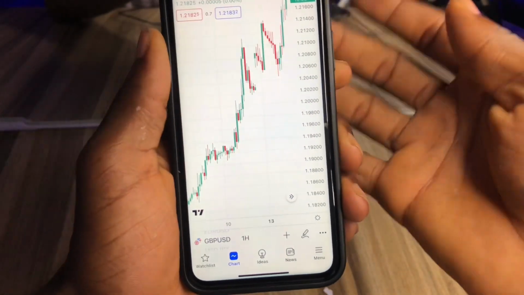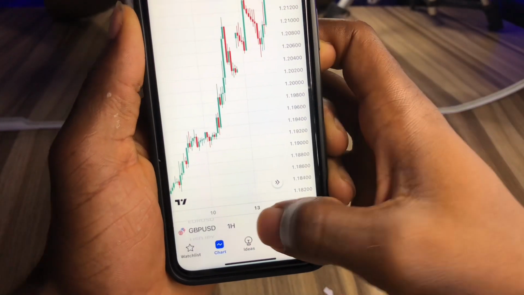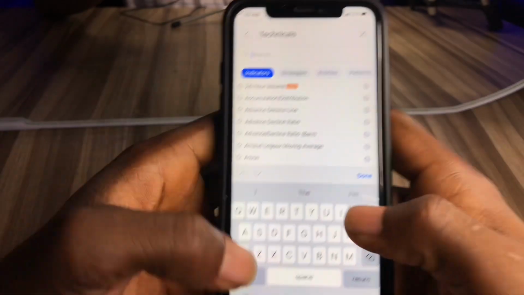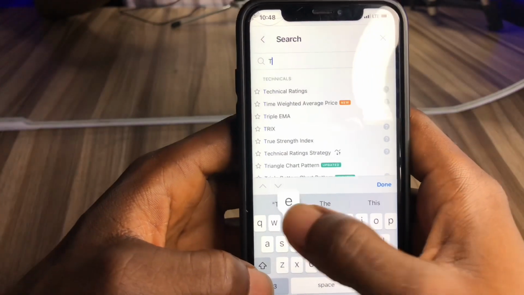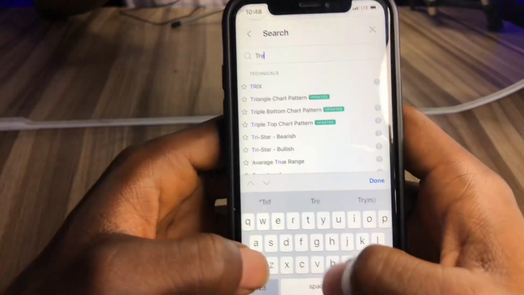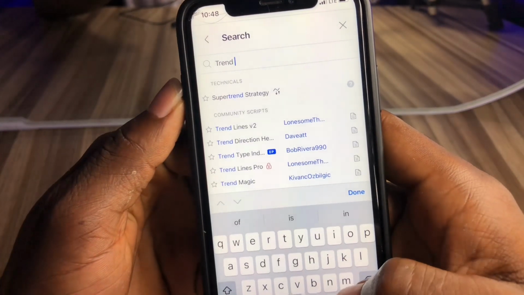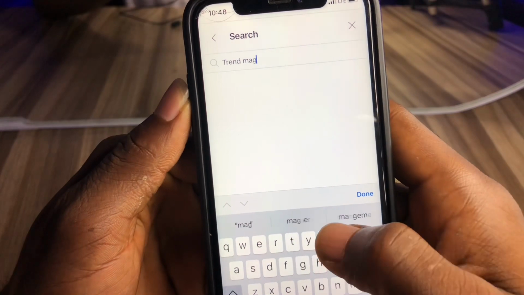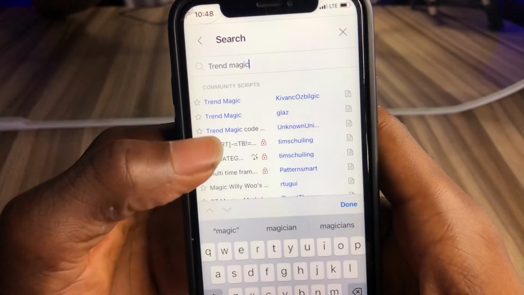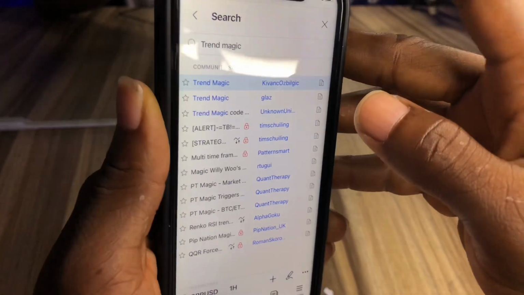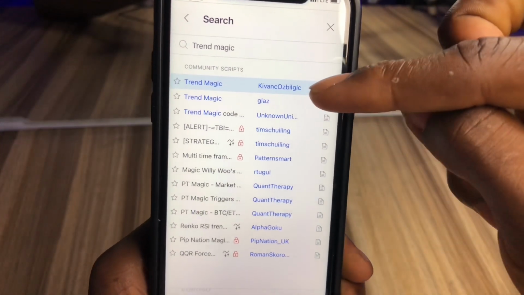Now what you want to do right here is go to this add section, because you want to add in a new indicator. So now when you're already in these technicals, what you have to type in is trend magic. So just type in trend magic. Go ahead and tap into this first one you can see right here.